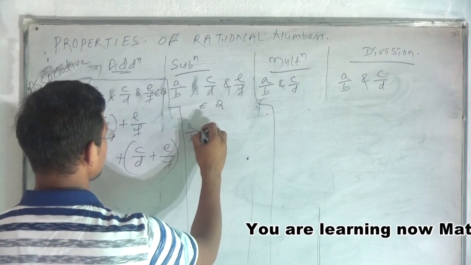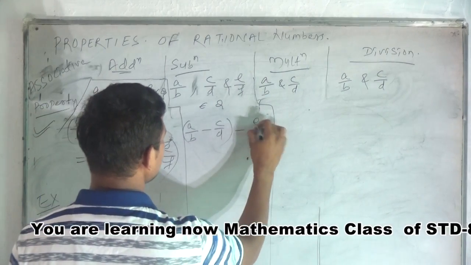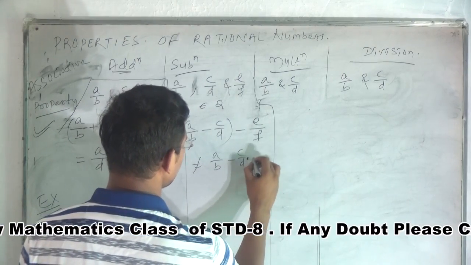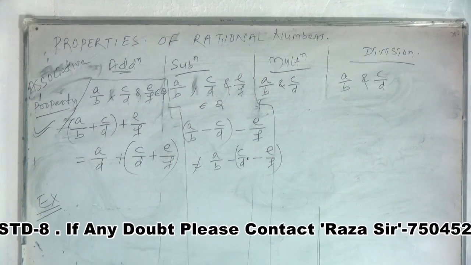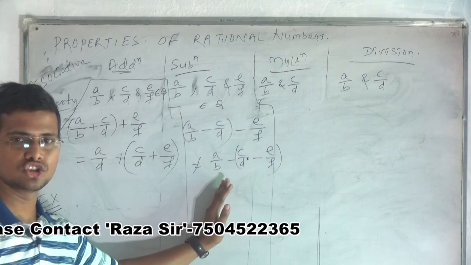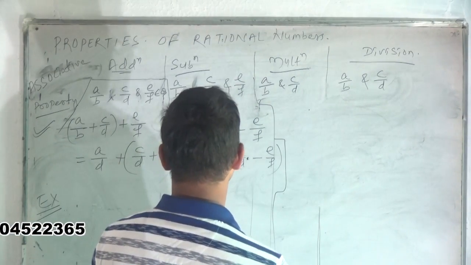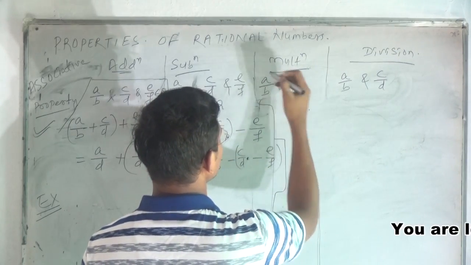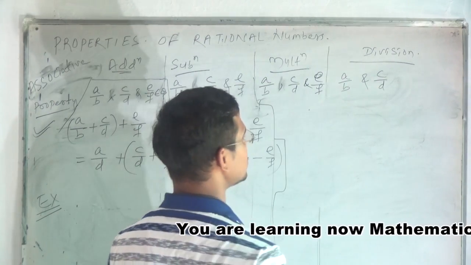A by B minus C by D, minus E by F, is not equal to A by B minus, C by D minus E by F. This is not equal to the RHS. That means subtraction of rational numbers is not associative. You can check it. Take three rational numbers A by B, C by D and E by F.